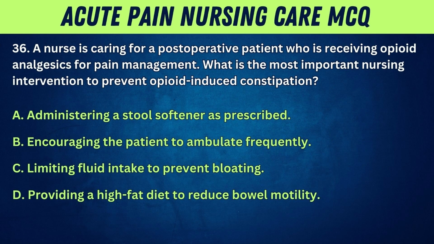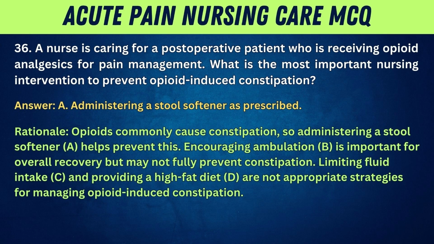36. A nurse is caring for a postoperative patient who is receiving opioid analgesics for pain management. What is the most important nursing intervention to prevent opioid-induced constipation? A. Administering a stool softener as prescribed. B. Encouraging the patient to ambulate frequently. C. Limiting fluid intake to prevent bloating. D. Providing a high-fat diet to reduce bowel motility. Answer. A. Administering a stool softener as prescribed.